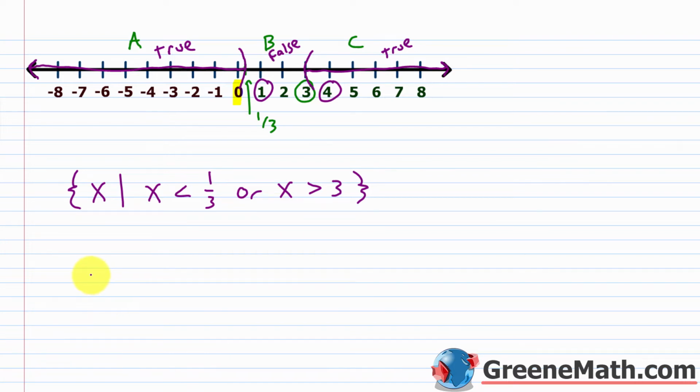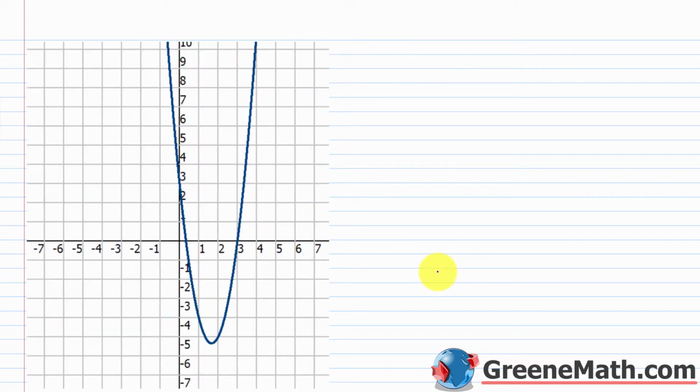Then another thing we can do is interval notation. So from negative infinity up to but not including 1/3. It's this set, and it's going to be the union with the other set, which is not including 3, but anything larger. So before we move on to the next problem, I want to demonstrate how you could go about solving this graphically.